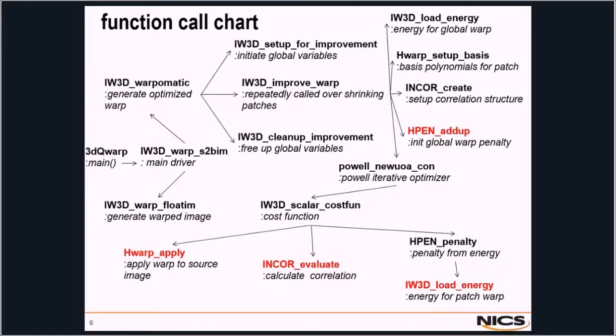Within the same patch, it will call an optimizer. In this case, they use Powell's NEWUOA. It's an iterative optimizer, which is another iteration procedure. So there are two iterations, as you see from this function call chart. And in this call chart, the red color indicates the function is parallelized with OpenMP. So you see the problem, right? Basically the parallelization level is at the bottom of two iterative procedures.